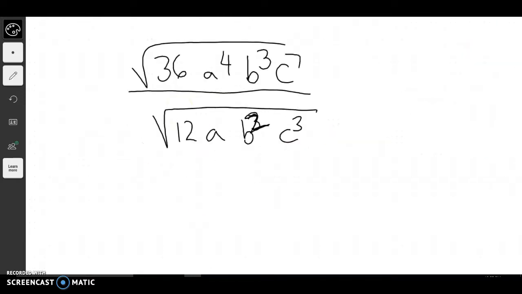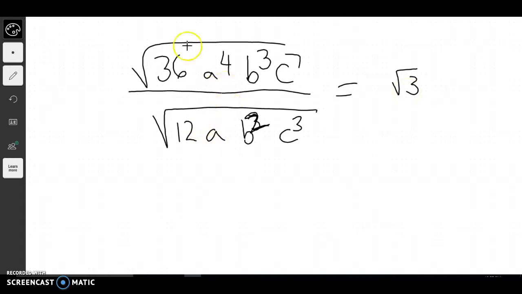Let's try another one. Okay, so we got a lot of stuff going on here. So this one looks really confusing to divide, but the nice part is they're both in the radicals, so we can kind of divide this like normal. I'm going to divide 36 and 12 first, and that would give me radical 3.